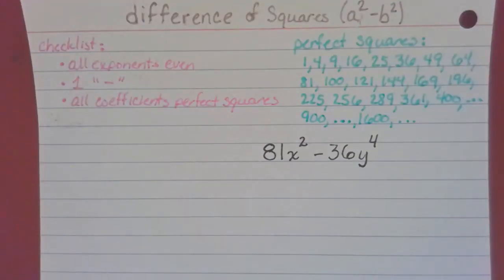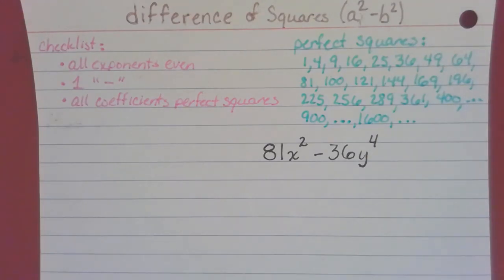All right, so our checklist is that we want all exponents to be even. That's really quick to check. So I have exponents of 2 and 4. Those are even numbers. I don't have any letters that don't have exponents, which would be an exponent of 1, which isn't even. So all my exponents are even.